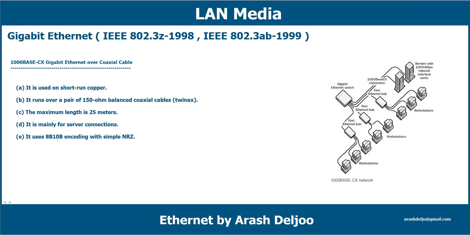Actually, 1000 base CX is an extension of standard Ethernet technologies to gigabit level network speeds. 1000 base CX is normally implemented using shielded twisted pair or STP cabling or some type of coaxial cabling. Cable segments have a maximum length of only 25 meters, okay? 1000 base CX employs 8B/10B coding with a serial transmission rate of 1.25 gigabits per second.